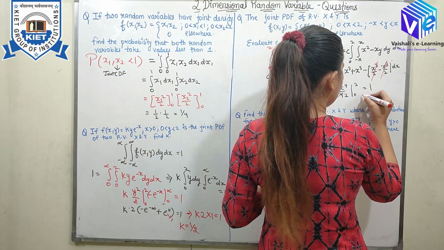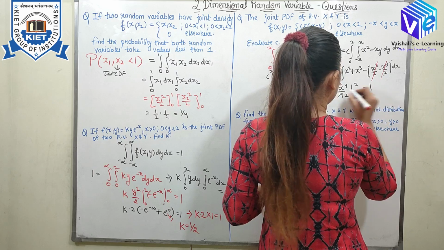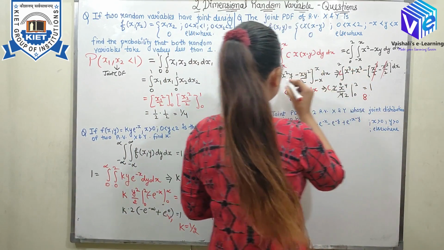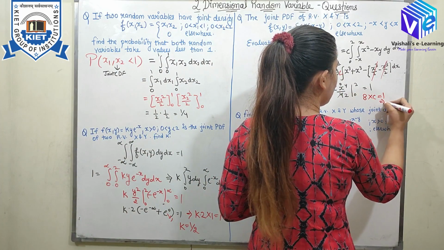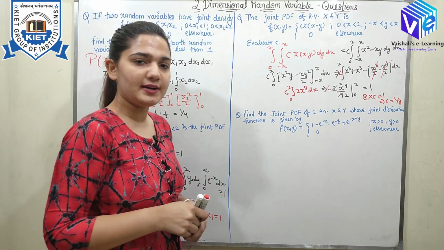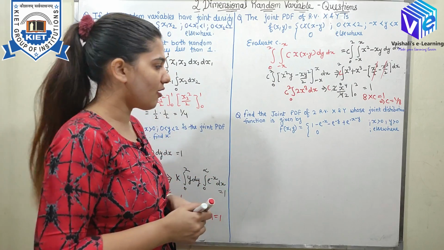So here c was also there, I missed the c. Here c was also present. So 8 into c is equal to 1, which implies c is equal to 1 by 8. So I hope now you can easily find c. If you still have any doubt, you can put your doubt in the comment box.